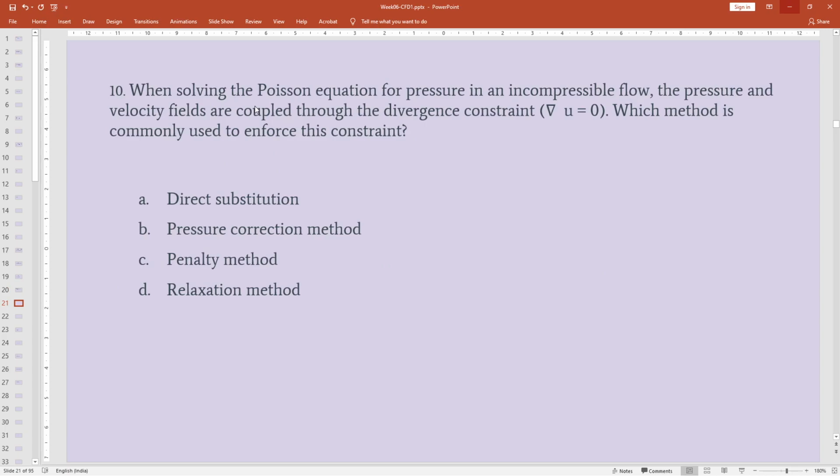Moving to the next question. When solving the Poisson equation for pressure in an incompressible flow, the pressure and velocity fields are coupled through the divergence constraint del dot U equals 0. Which method is commonly used to enforce this constraint? I think pressure coupling is yet to reach in our course, but you can try to answer the question. You can inbox your answers.